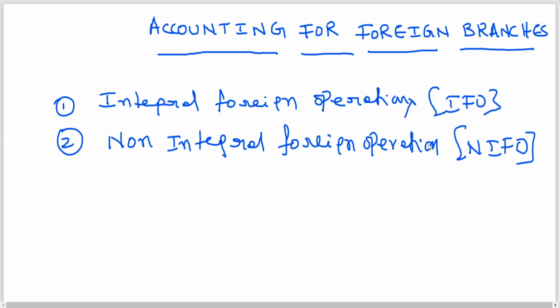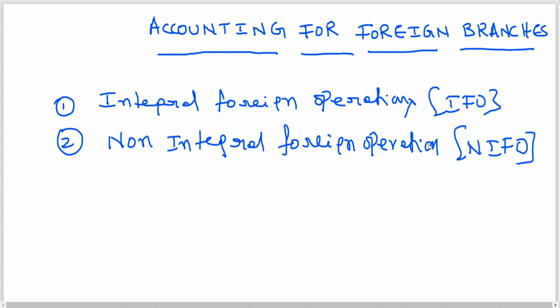It may be noted that the accounting principles which apply to a home branch, that is an inland branch, also apply to a foreign branch.